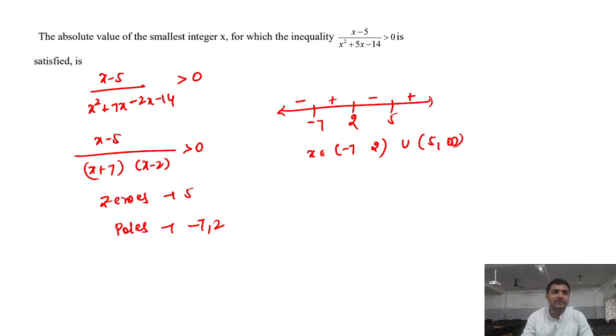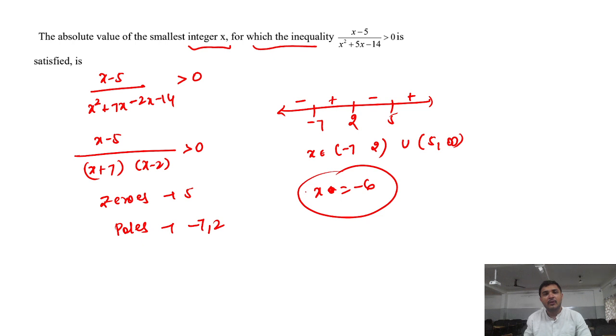They are asking for the absolute value of the smallest integer x for which this holds. Now, what is the smallest integer in x? X belongs to this interval. The smallest integer is minus 6. What are they asking for? The absolute value of minus 6, that is, the magnitude or modulus of minus 6, which is nothing but equal to 6. So the answer for this question is 6.